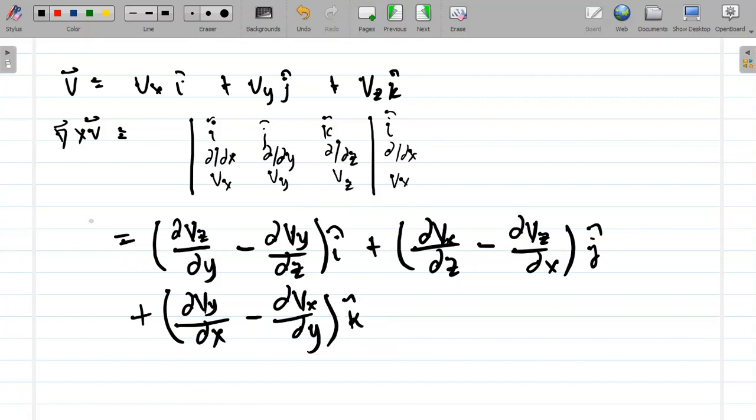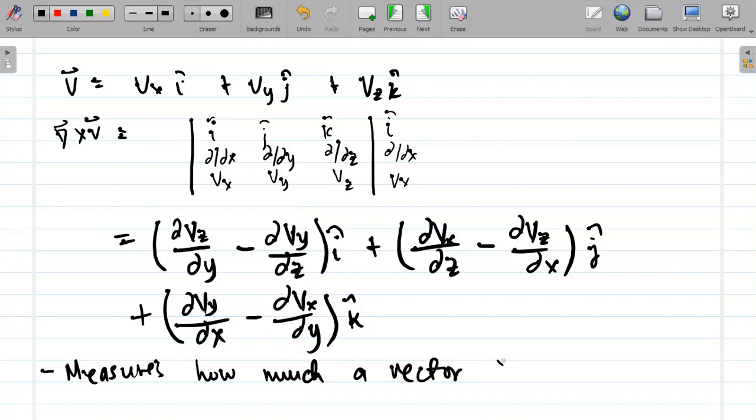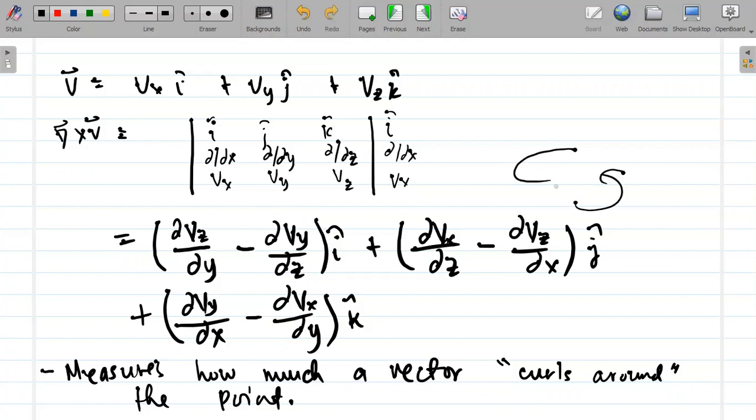So now, ano ba ang physical na significance ng ating curl? This measures how much a vector curls around the point. So, yun siya. Literal na curl siya. Di ba may mga vector tayo, class, na umiikot? Mga ganyang vector. So, yun yung mga hahanapan natin ng curl later on.